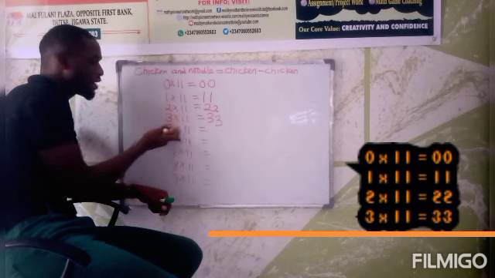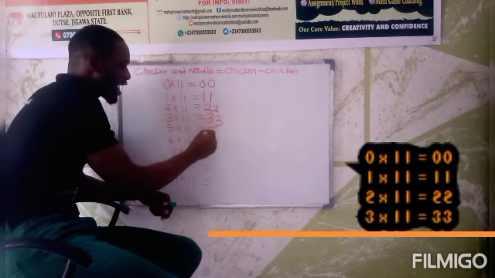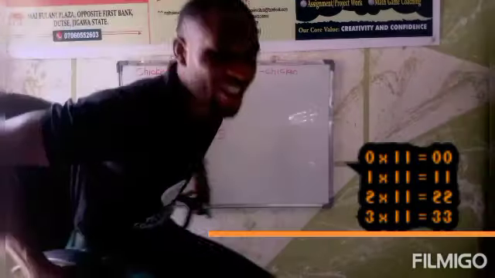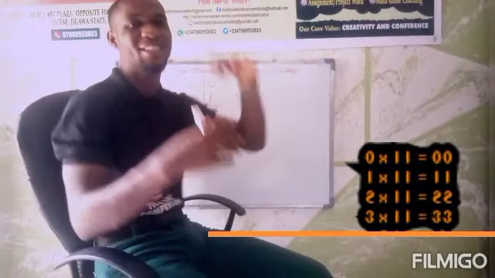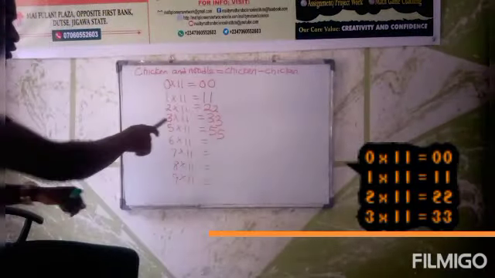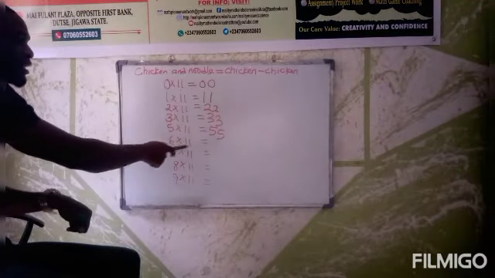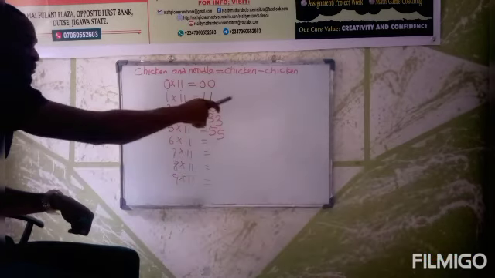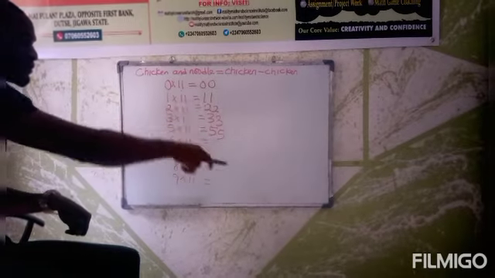So what will 5 and 11 be? 5. Fine. Chicken and noodle, chicken. So you help me to solve this. 6 and 11 will be what? 7 and 11, 8 and 11, 9 and 11.